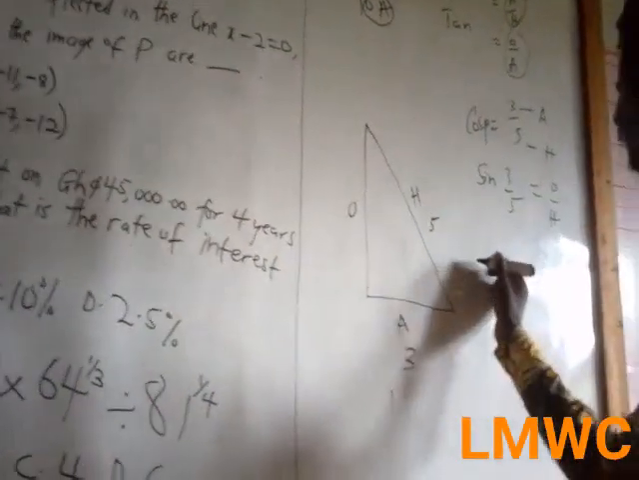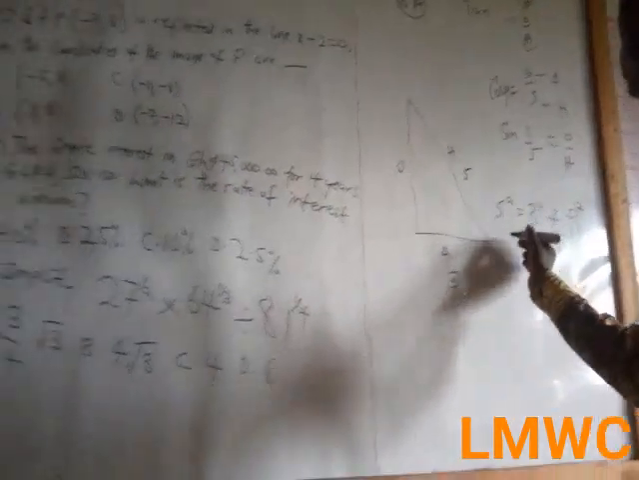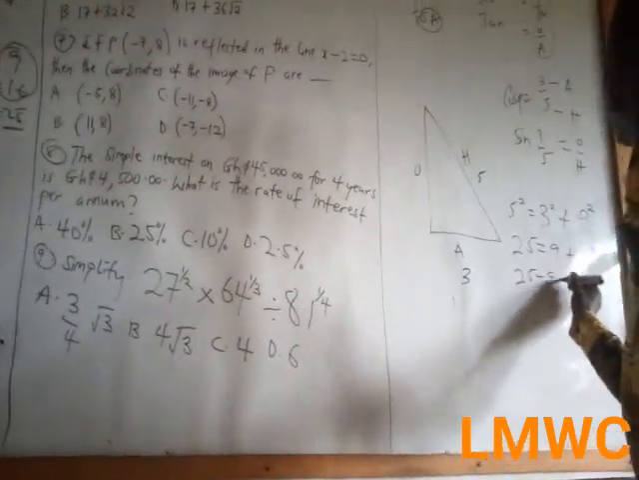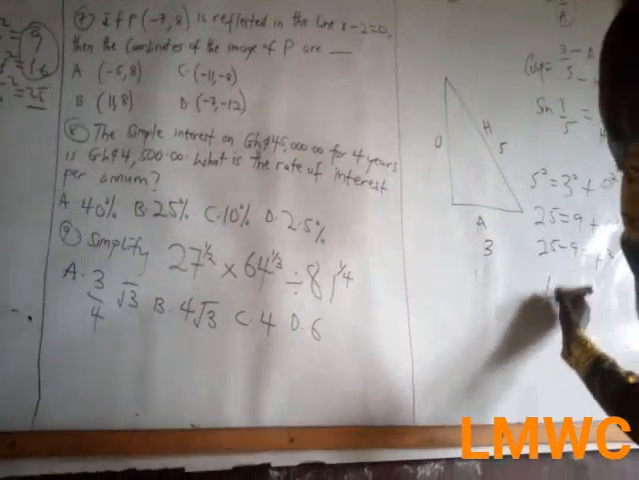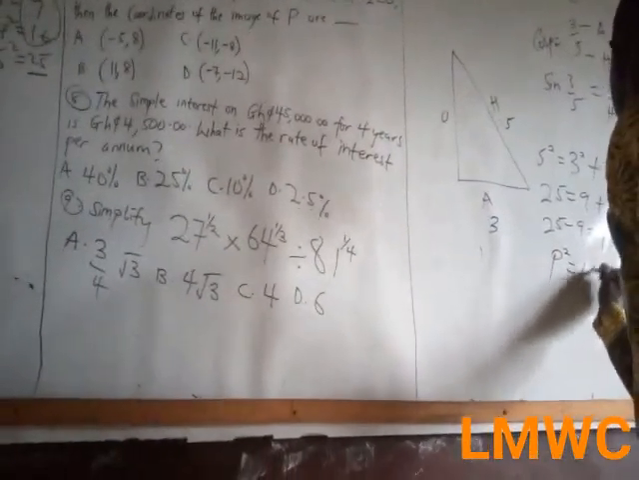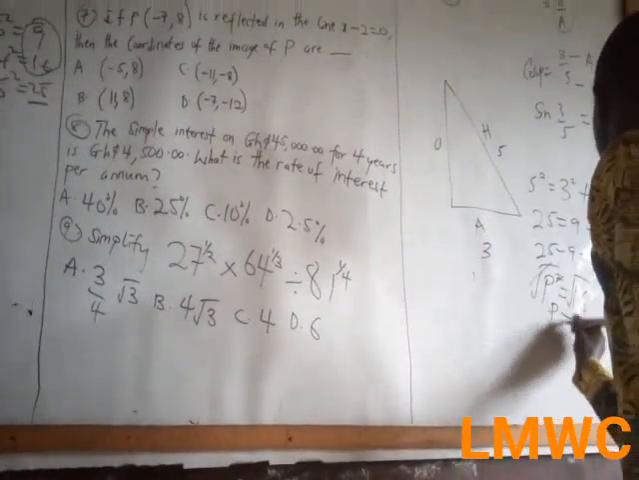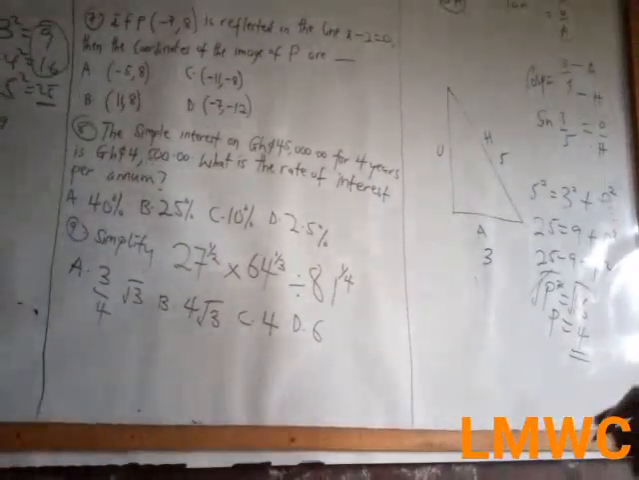So now we have 5 squared is equal to 3 squared plus, let this be p squared. So we have 25 is equal to 9 plus p squared. So 25 minus 9 is equal to p squared. So p squared is equal to 16. So you square root both sides. We have p is equal to 4.